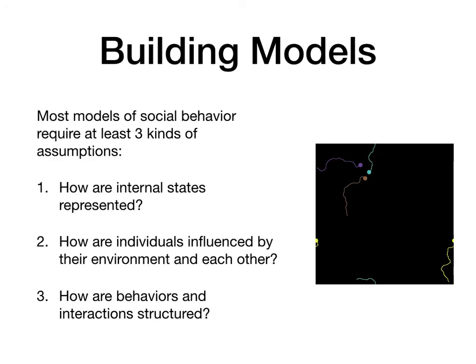First, just on building models. Most formal models of social behavior require at least three kinds of assumptions. First, how are internal states represented? Two, how are individuals influenced by their environment and by each other? And three, how are behaviors and interactions structured? And building a formal model requires thinking through all these assumptions, and doing so really helps clarify your thinking on your system and the parts of that system that are relevant to whatever dynamics you're interested in.